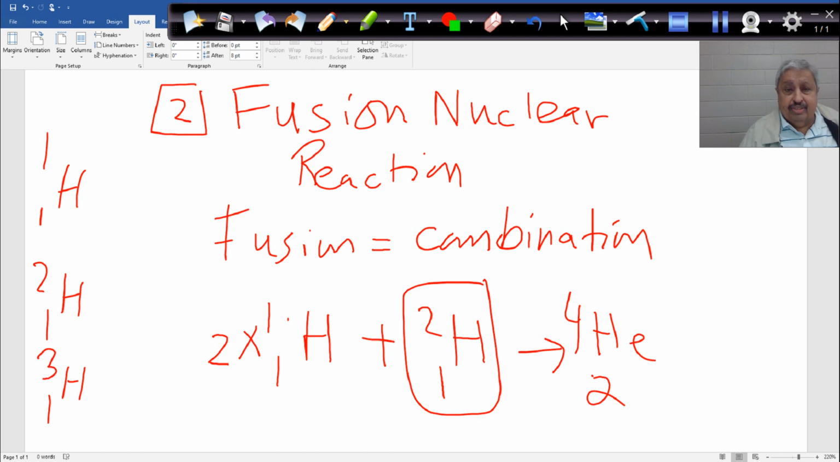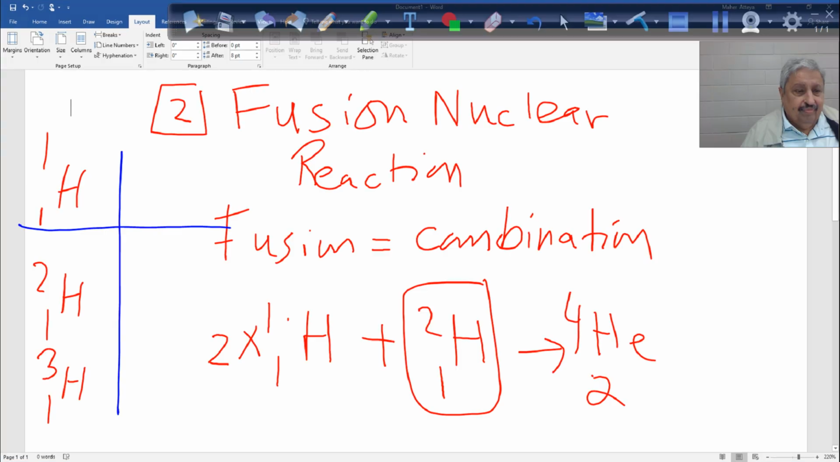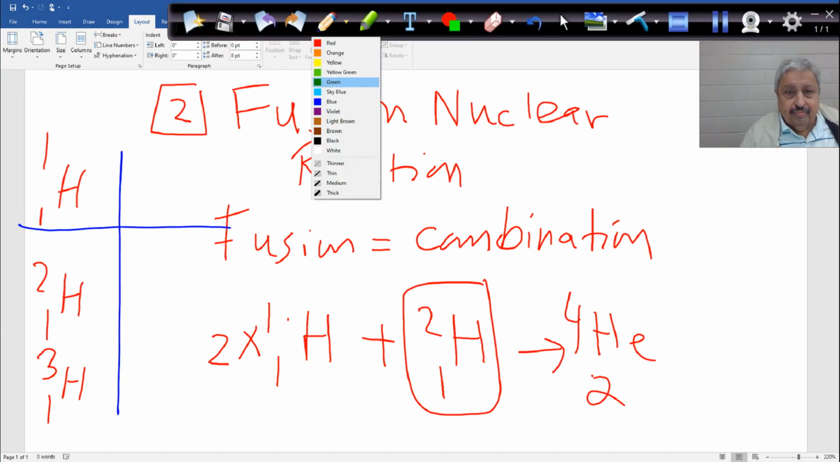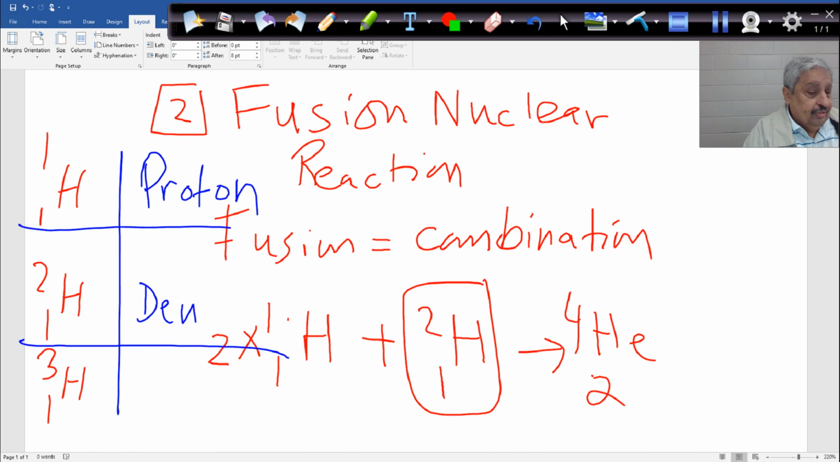What are their names? You don't have to memorize it, but at least for the sake of knowledge itself. So let's do this one here. This is called proton, the 1-on-1, that's the well-known proton. This one here is deuterium, and tritium, sorry.